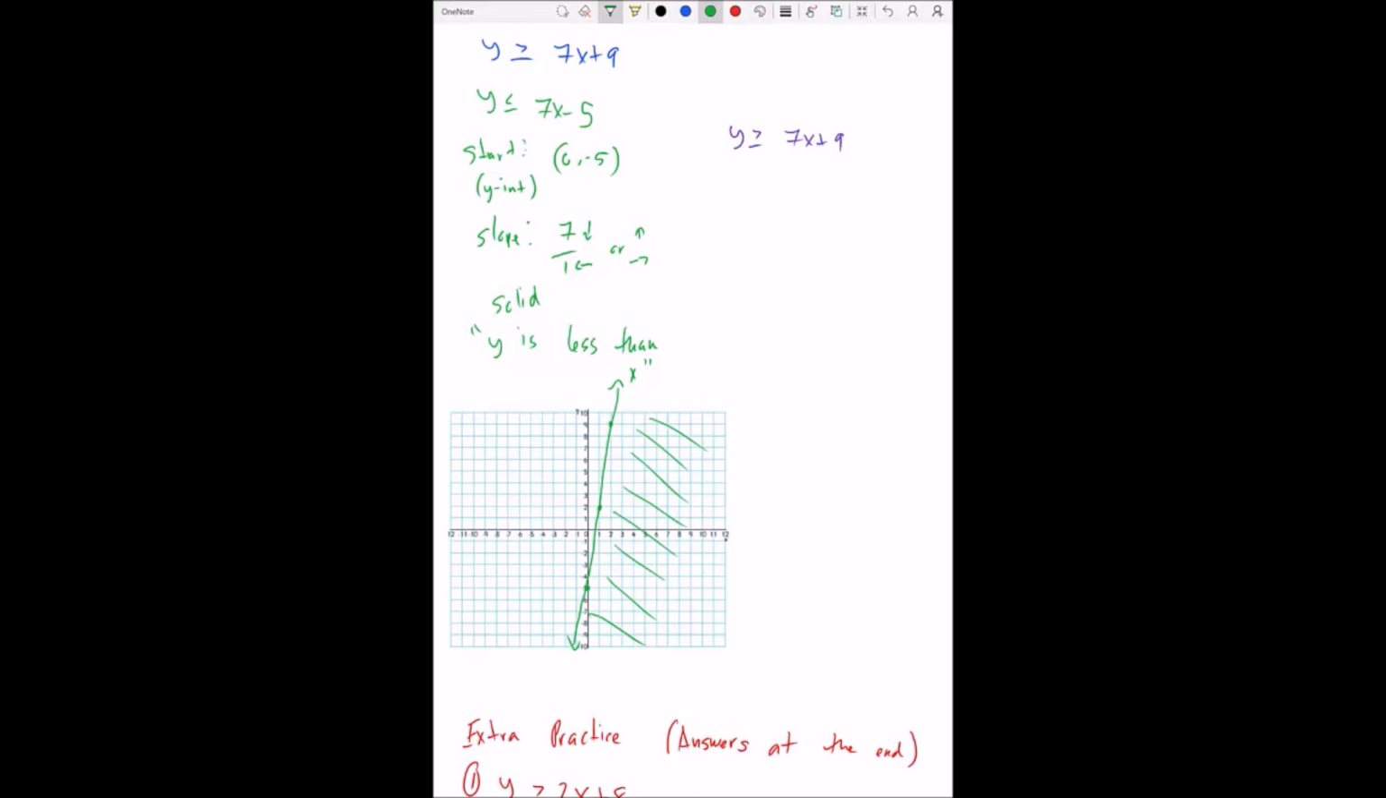So next we want to graph y is greater than 7x plus 9. So same thing, we want to figure out our start, which is our y-intercept. It's going to be 0, 9, and then our slope is 7 over 1, so we can go up and right or down and left. It's going to be a solid line, and it says y is greater than x.